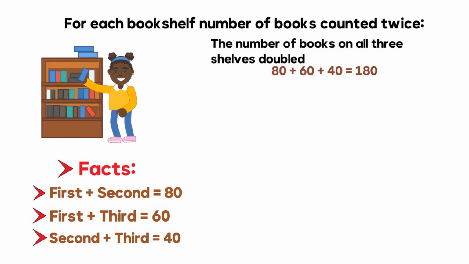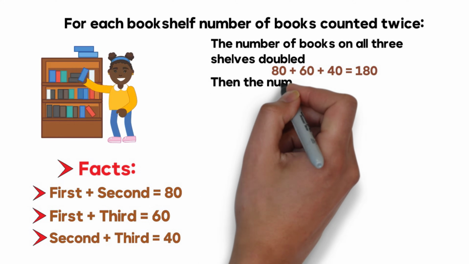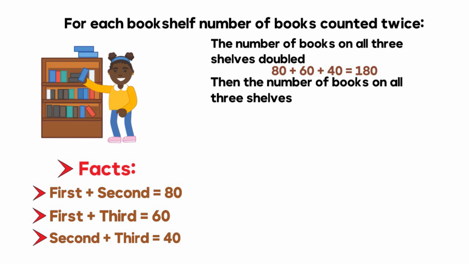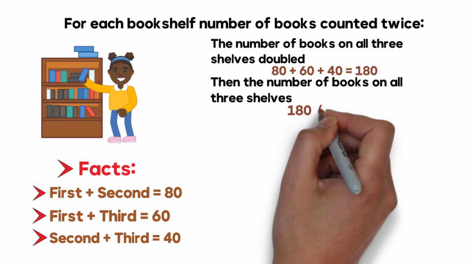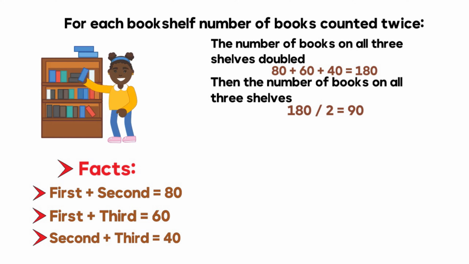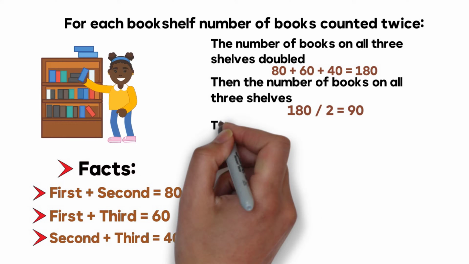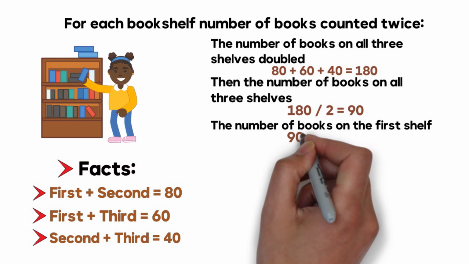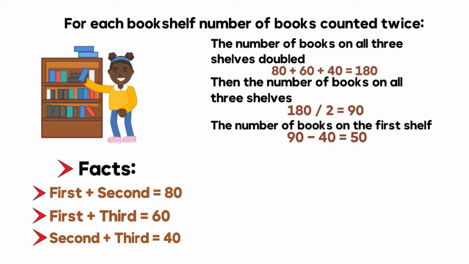Because 180 is the double number of books, we can calculate just the total of books on all 3 shelves. We can do it by dividing 180 by 2, and the result is 90. And now we can calculate the number of books on each and every shelf. So having this information handy and looking at the facts, we can calculate the number of books on each individual shelf. For example, the number of books on the first shelf can be calculated by subtracting 40 from 90, and the result will be 50.